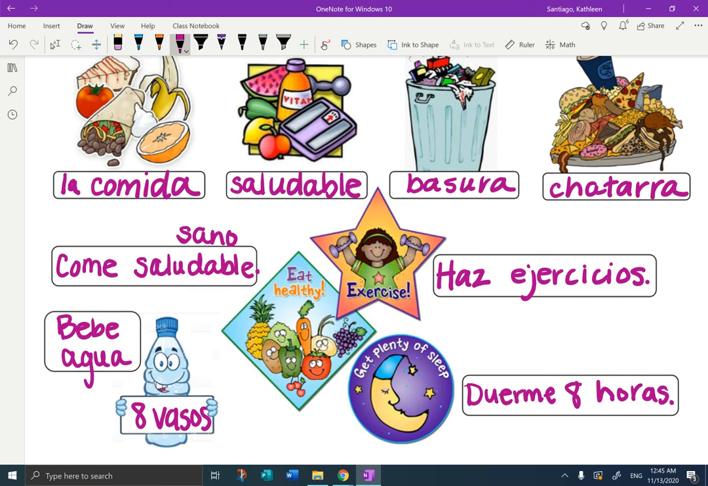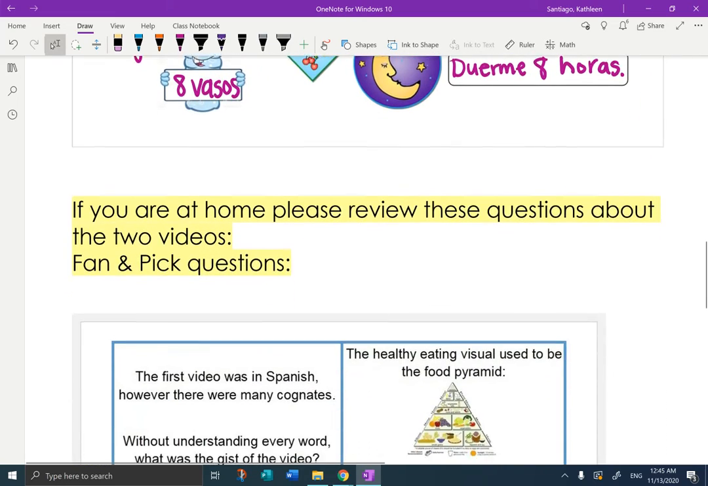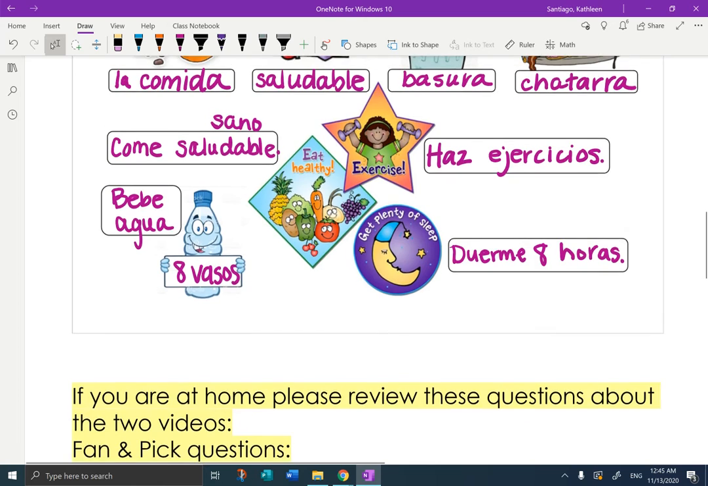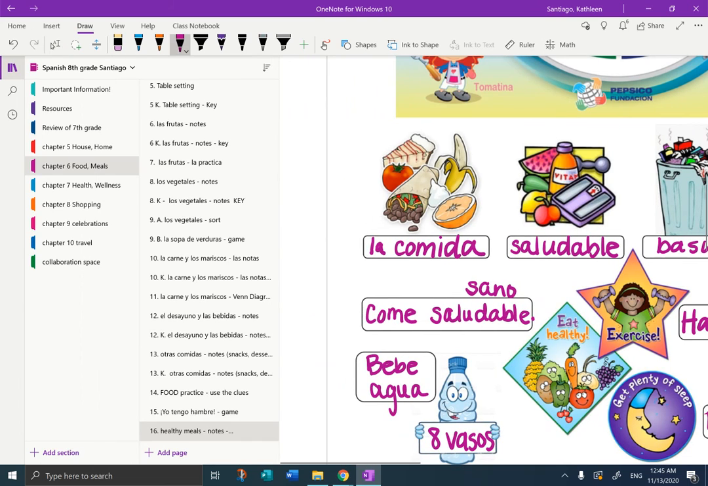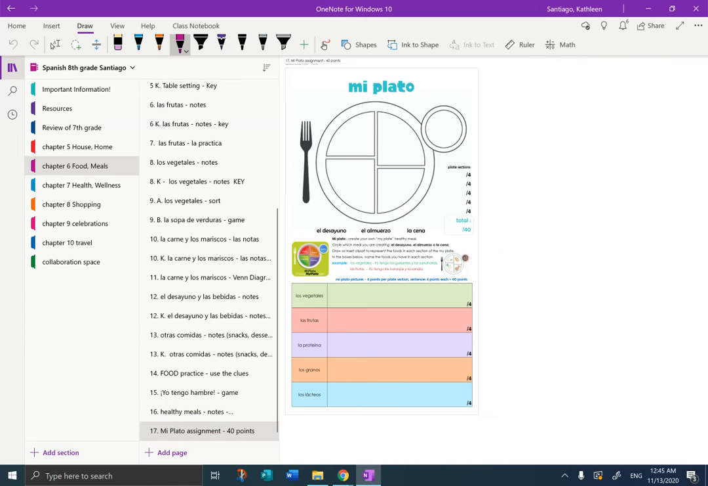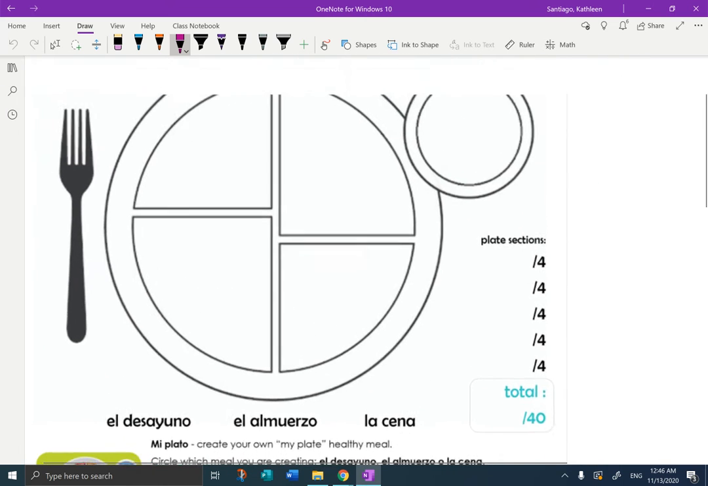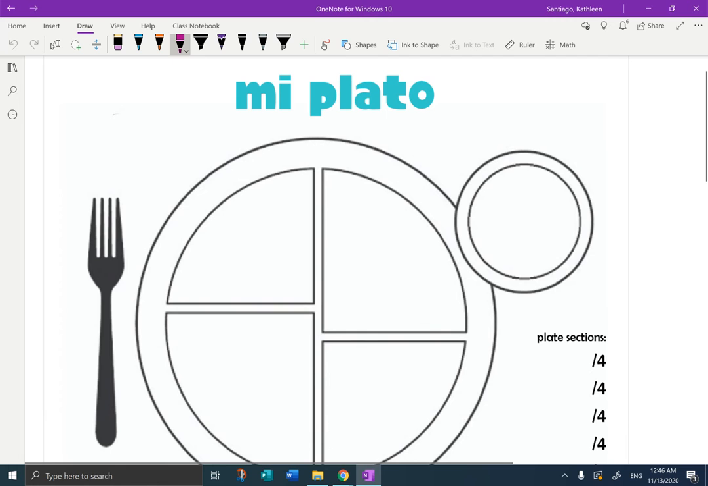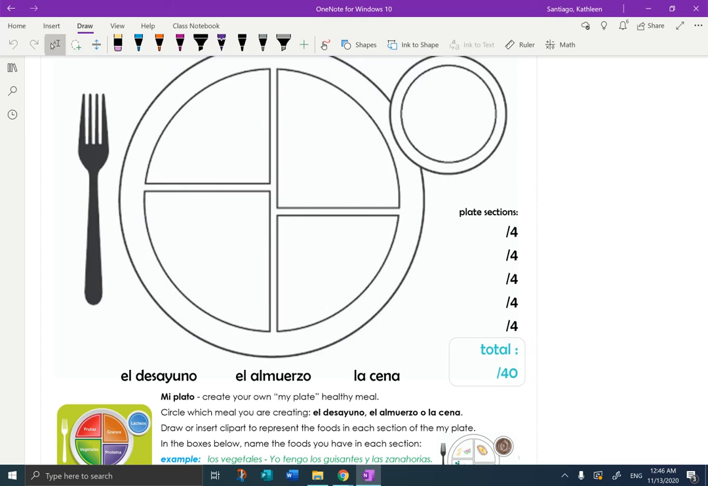So just a couple of quick notes. If you haven't already answered those questions, please answer the questions. Now we're actually going to jump over and put in some information about the next page, which is the actual assignment for Mi Plato. I'm going to get rid of the table of contents. This is a really big page that I made, so don't feel weird making it big. So this just says at the top, Mi Plato, my plate. And the instructions are right here next to the little visual of my plate.